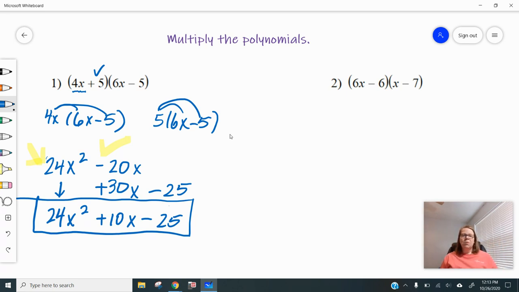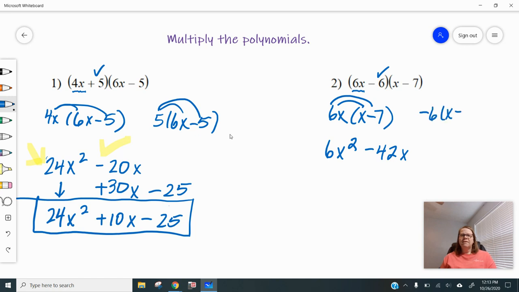All right, let's look at one more. So I'm going to do the same thing. I'm going to think of 6x and just distribute it times x minus 7. So 6x times x is 6x squared. And 6x times negative 7 is negative 42, and that has an x. And then I've got negative 6 times x minus 7. So negative 6 times x is negative 6x. And negative 6 times negative 7 is positive 42.